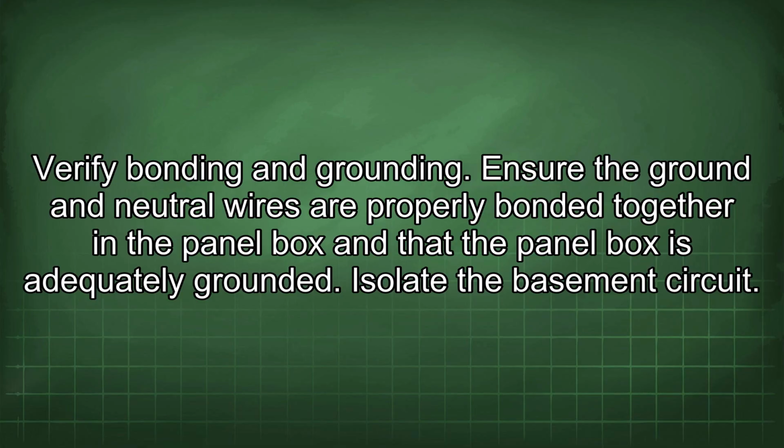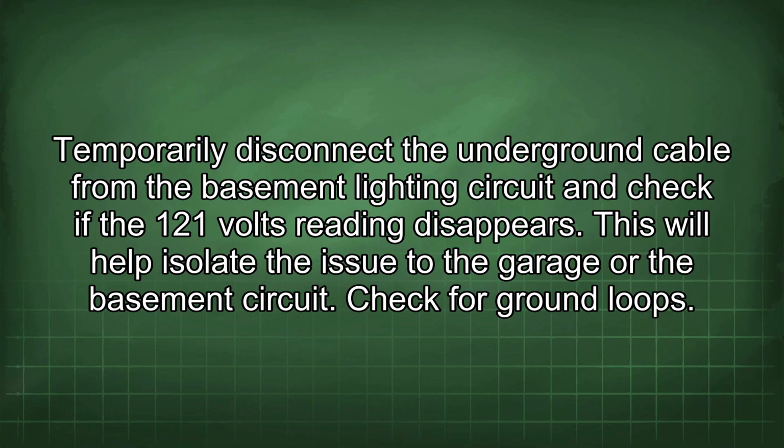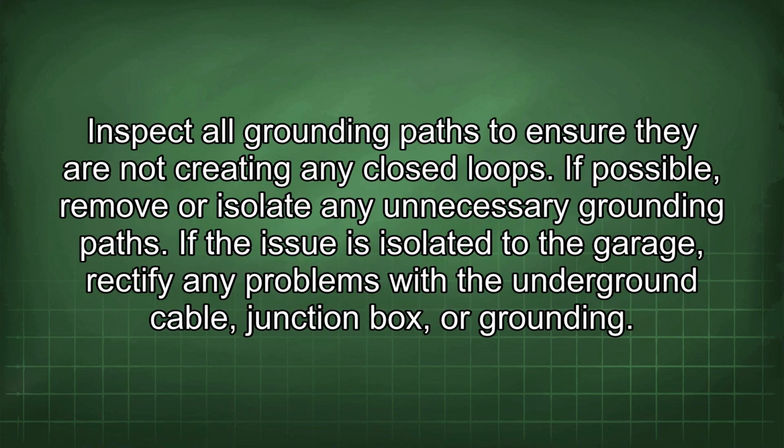Isolate the basement circuit. Temporarily disconnect the underground cable from the basement lighting circuit and check if the 121 volts reading disappears. This will help isolate the issue to the garage or the basement circuit. Check for ground loops. Inspect all grounding paths to ensure they are not creating any closed loops. If possible, remove or isolate any unnecessary grounding paths.